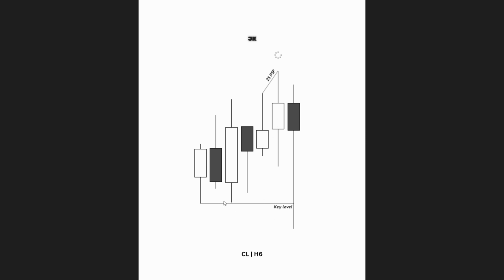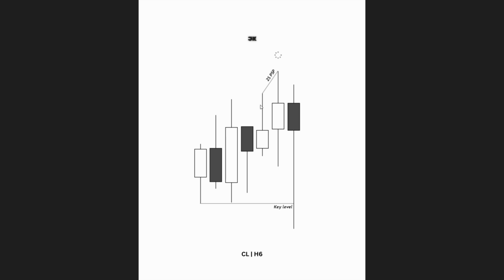And where it says key level here on the higher time frame, these equal lows that you can see is basically the daily gap. So the equal lows and the daily gap is aligned, right? It's the same target.